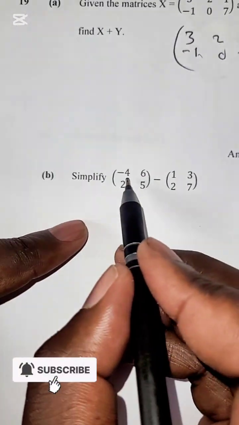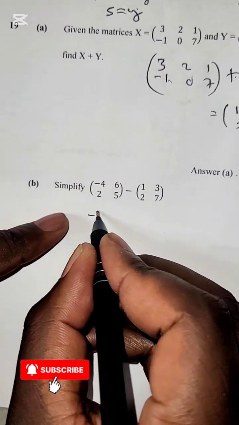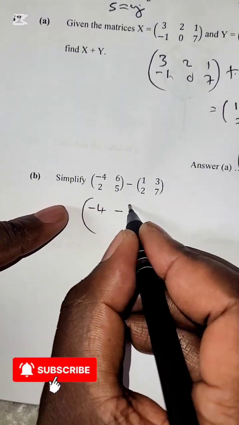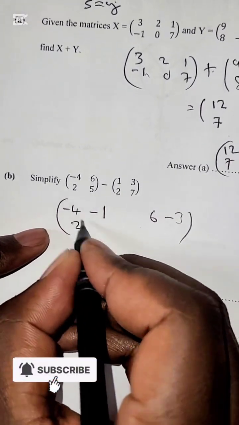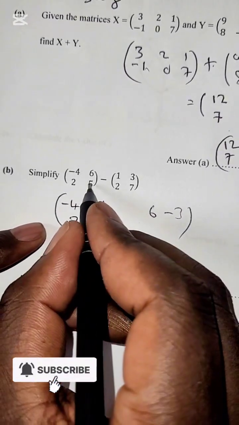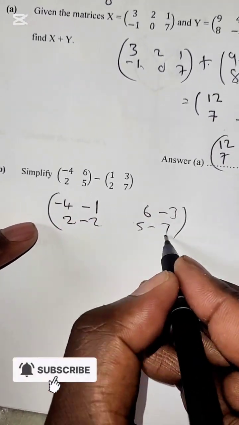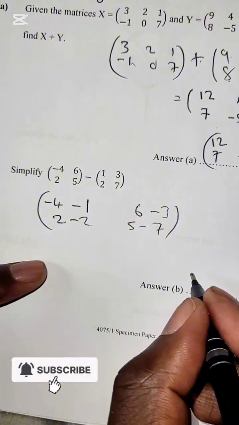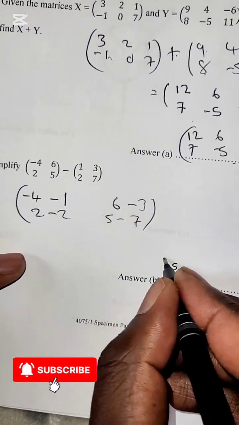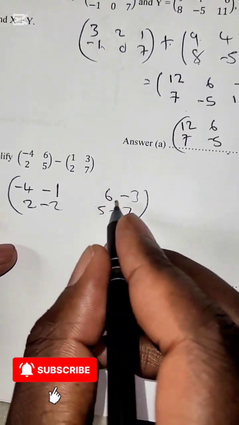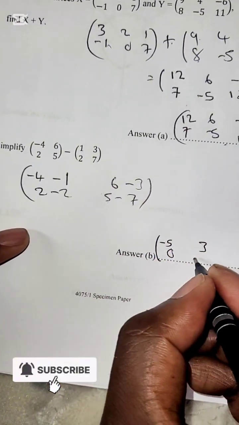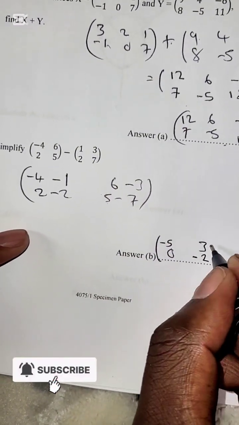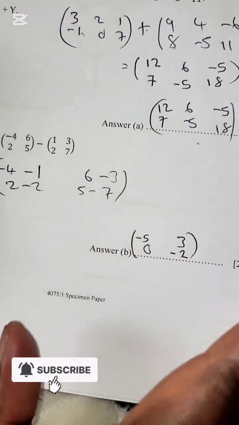Okay, simplify. We are subtracting. So the same as minus 4 minus 1, then 6 minus 3, 2 minus 2, 5 minus 7. 4 minus 1, that's minus 5. 2 minus 2, that's 0. 6 minus 3, that's 3. 5 minus 7, that's minus 2. Okay, so that's it.